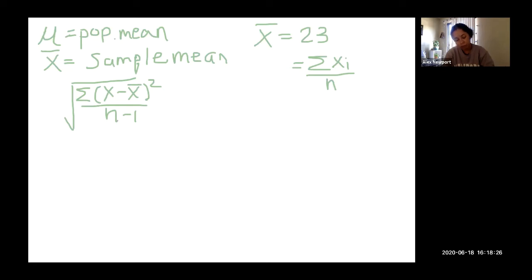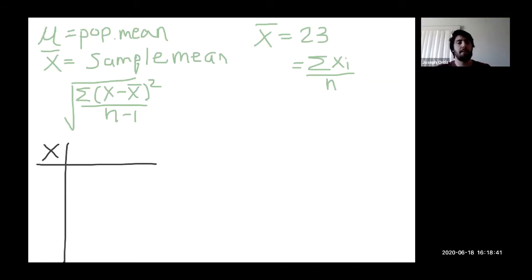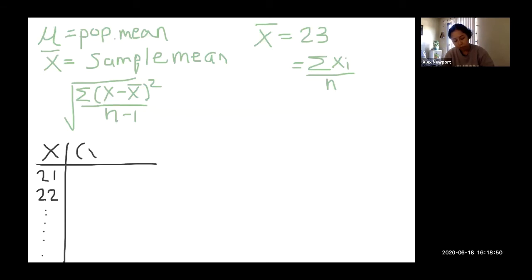Basically what we're doing here is making a chart. This is in the modules. We have all the values of x, which were 21 through 25. We could put them in order, it's not a big deal. Then here we have x minus x bar. We already said that x bar is 23 from the previous step. So we're going to do 21 minus 23, and then 22 minus 23, and so on.